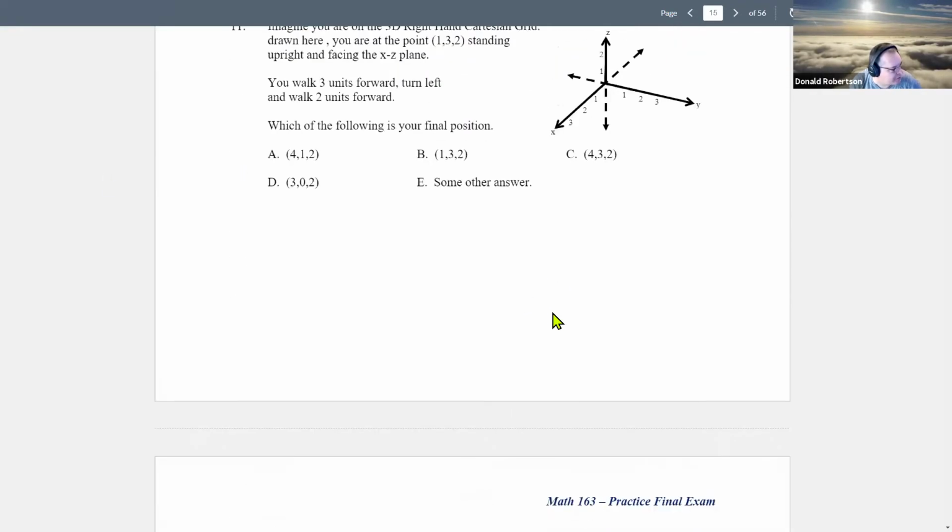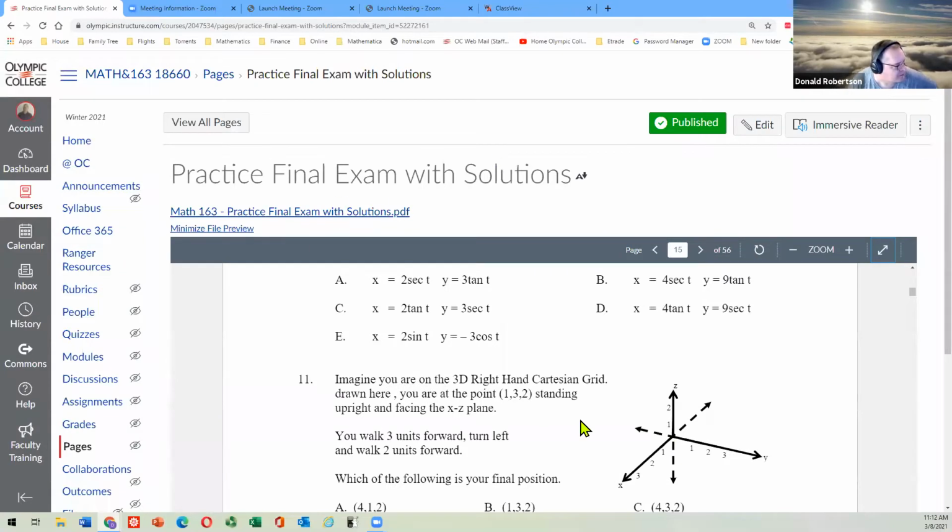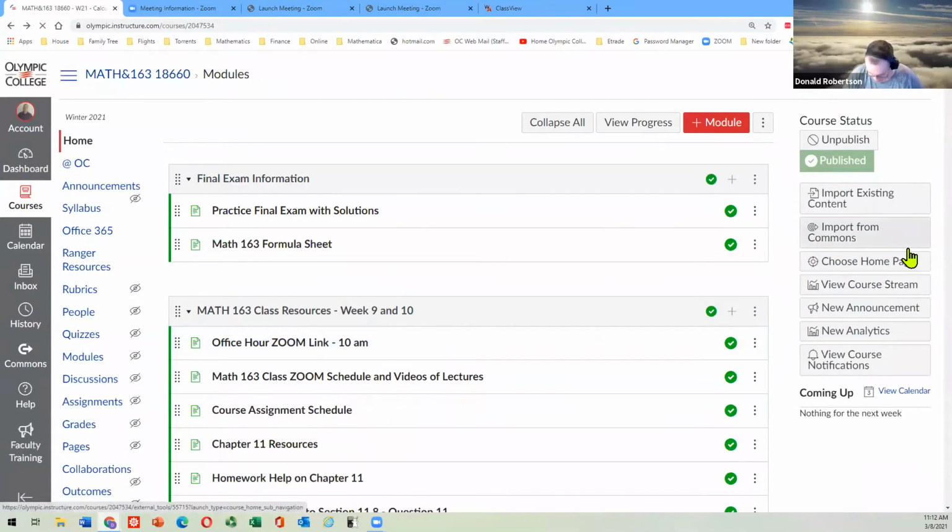Question 11 is kind of fun. It's a way to see if you can visualize in 3D. And I don't want to take any more of this time up because we have other things to do. But basically, that's going to be a resource that you will be able to use if you choose to. There isn't any extra credit. If you don't do it, you don't do it. That's fine.